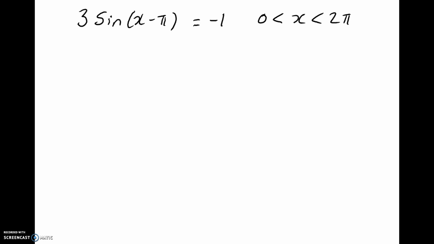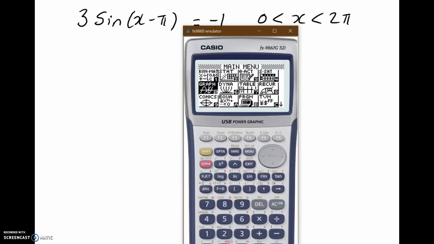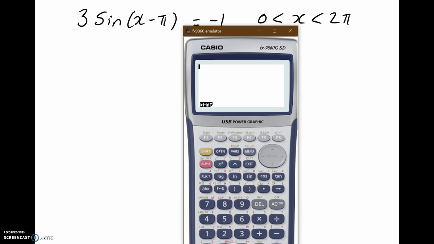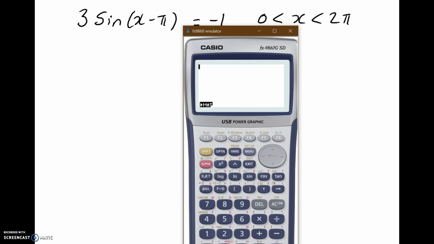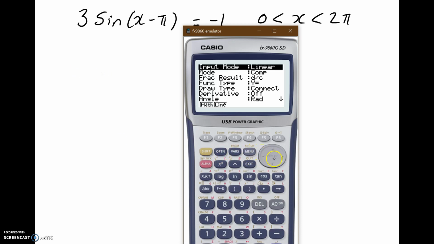In our graphics calculator we want to make sure that the angle is in radian mode, and I'll just show you how to change that. You go into your run screen, press Shift and then Setup. Here at angle it must be radian. If it's not, you press radian and change it to radians.